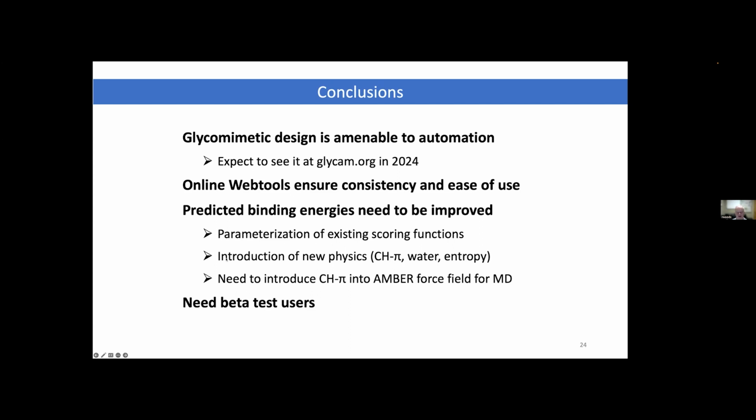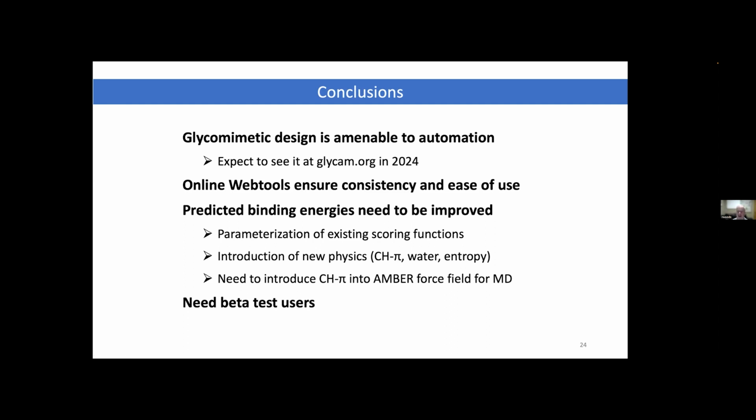Now, certainly we need to introduce some new physics. CH-pi, for sure, but that's not the only thing. Aromatic interactions or cation-aromatic interactions, there's plenty of scope for improvement. How we handle water at the moment is terrible. We generally ignore it, or use a generalized Born or some other function. We'd really like to start using explicit water energy calculations. And of course, entropy is in the back of everybody's mind on these things.